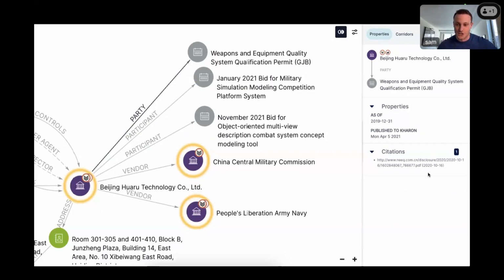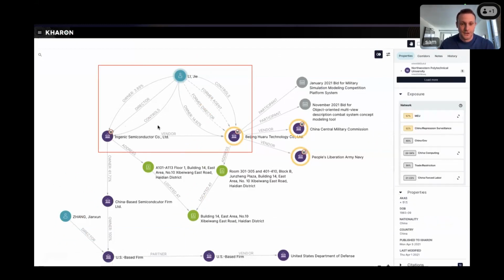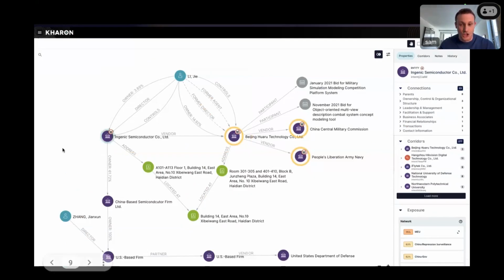And again, this is just coming from corporate disclosures, easy information that you can access. So as I zoom out again, I want to highlight the shared ownership. This individual, Li Jie, who's not on any government list, for example, is the owner and controller of both of these companies.